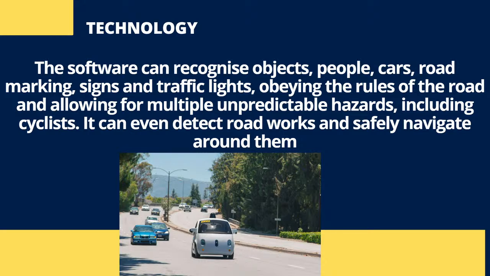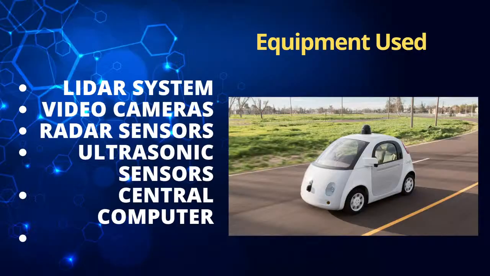In an autonomous car, the speed of each wheel is controlled and the steering is controlled to navigate easily. And then there are so many other factors that need to be implemented, like traffic indications, different types of indication like blinkers and horn, other than the actual simple navigation itself. The equipment uses a LiDAR system, video cameras, radar sensors, ultrasonic sensors, and a central computer to process all the data. So that is the idea.